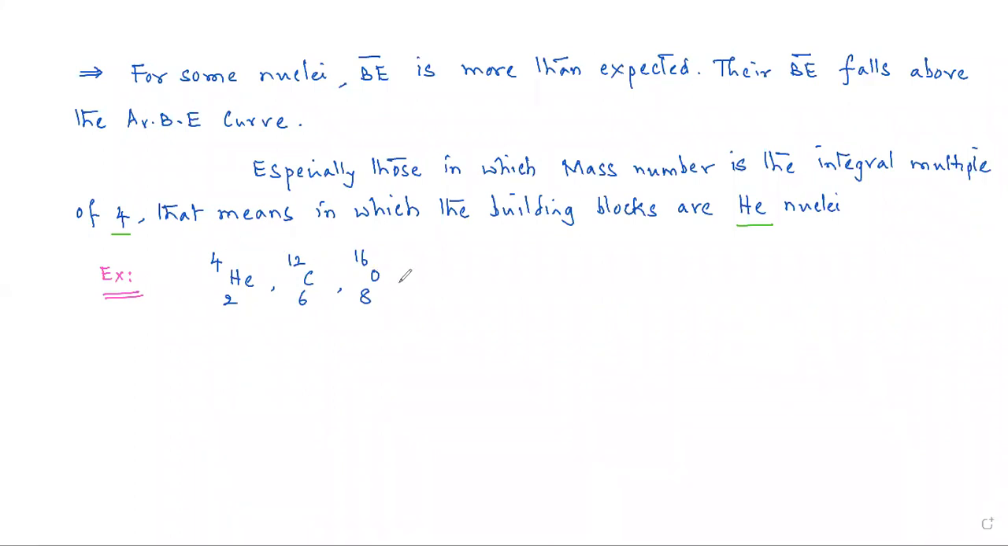Building blocks are helium nuclei. Then we have neon-20, 5 times of 4, 6 times of 4, like that. Then silicon, which is 7 times of 4. Now, all these will have their points falling above the average binding energy curve, I mean, the regular curve.